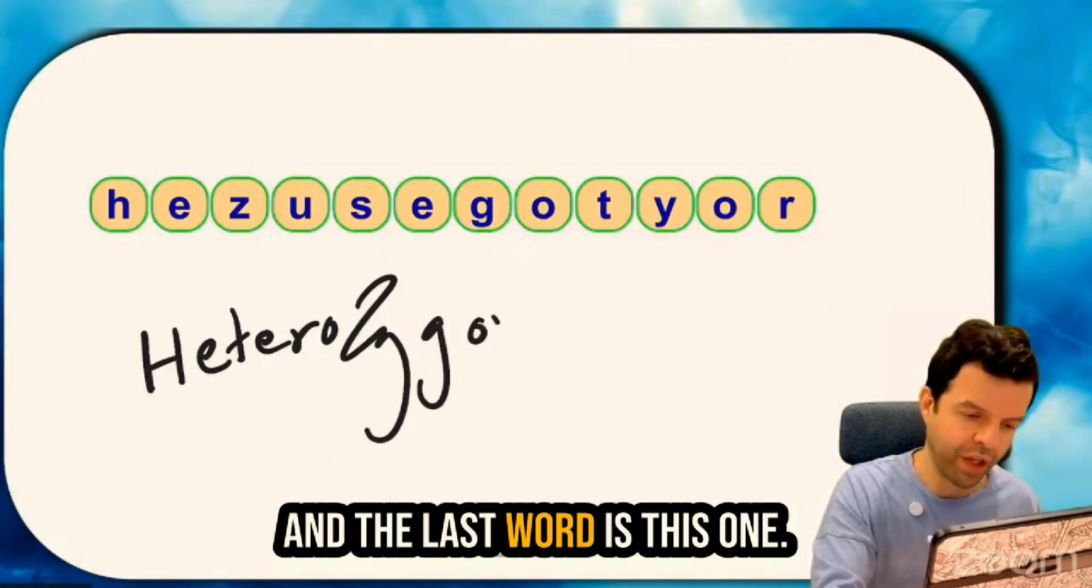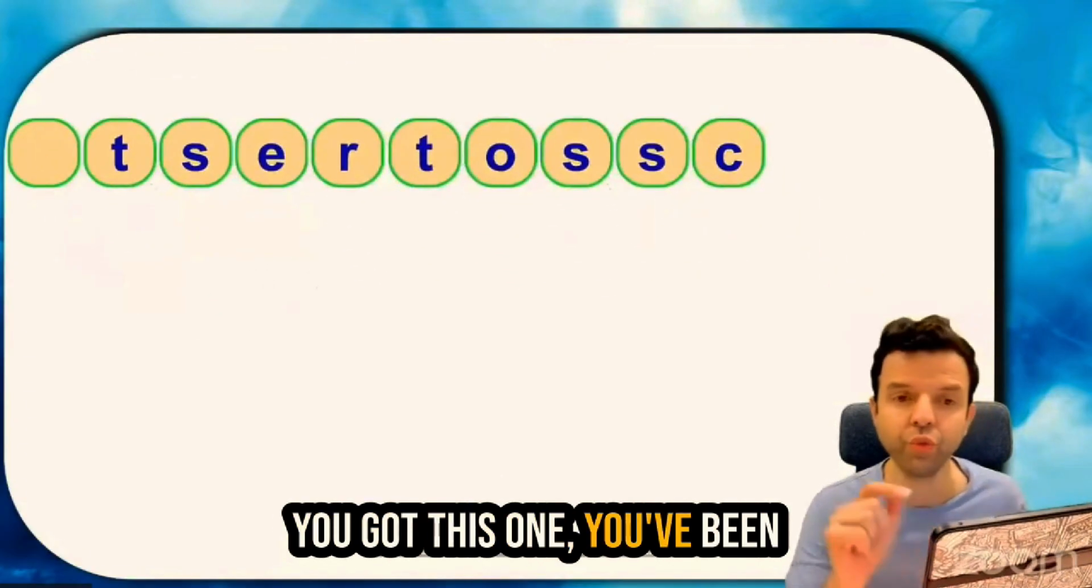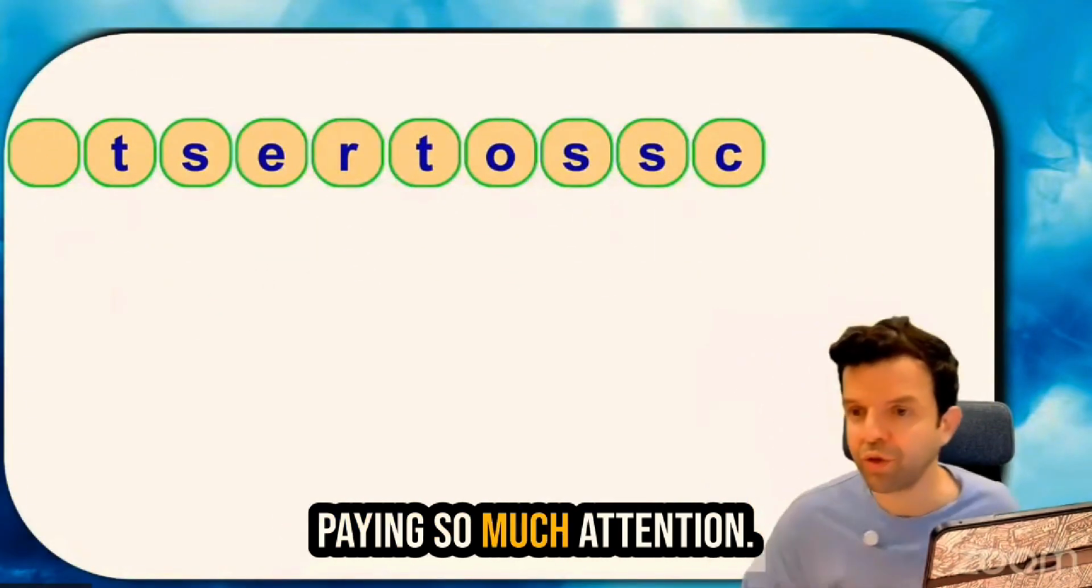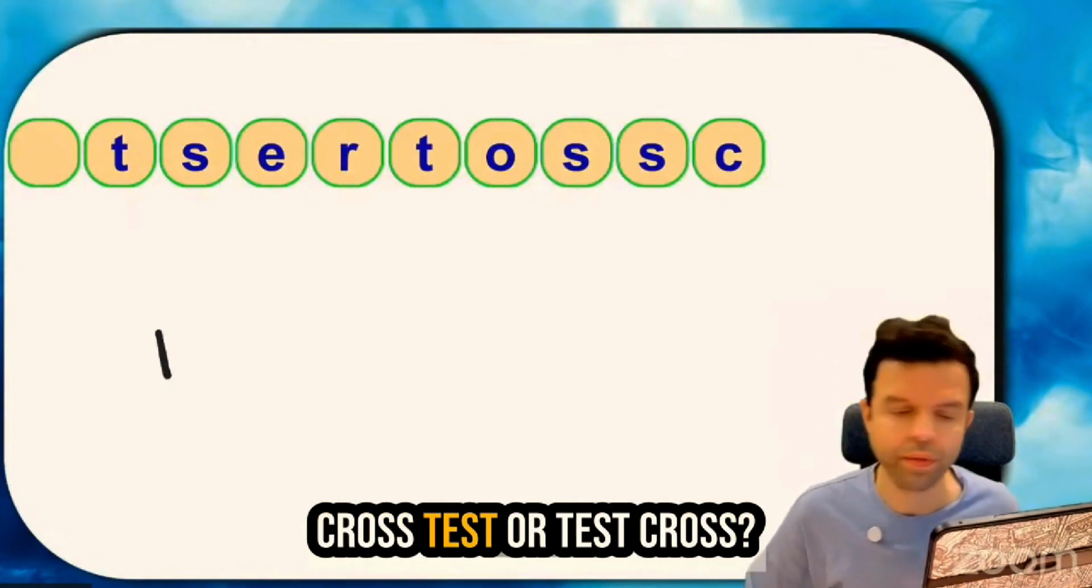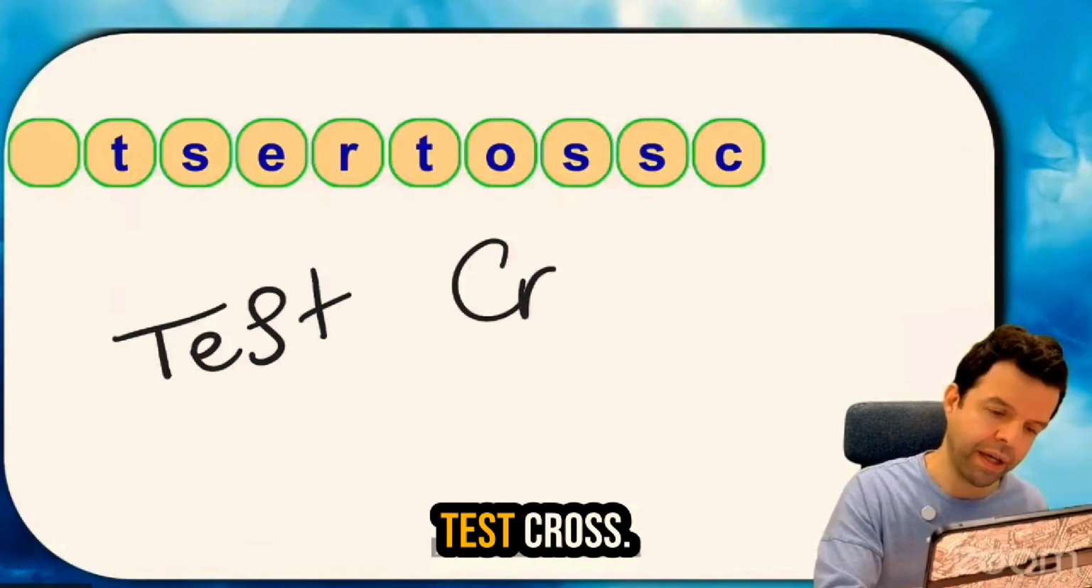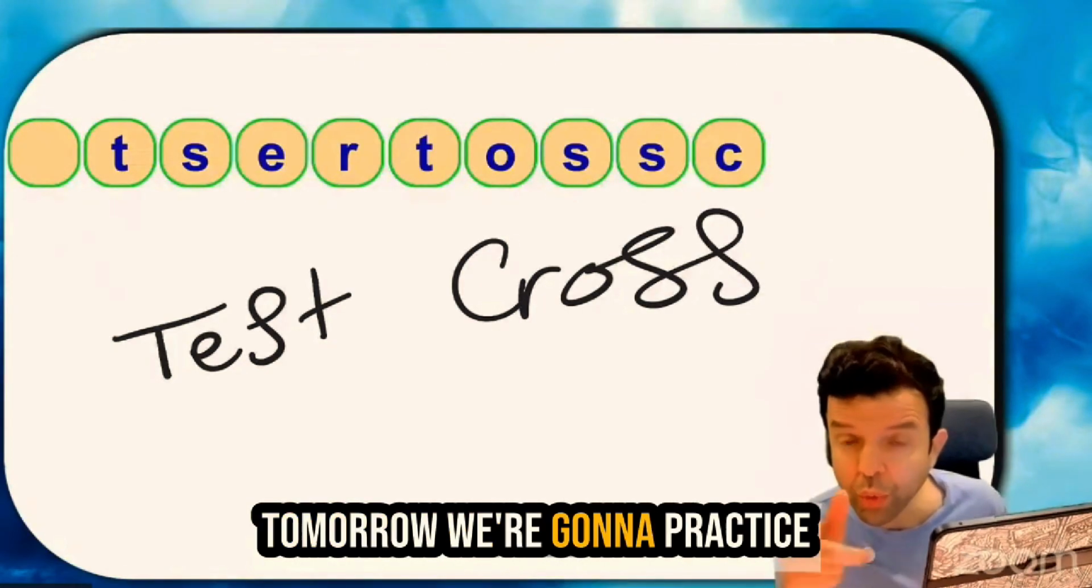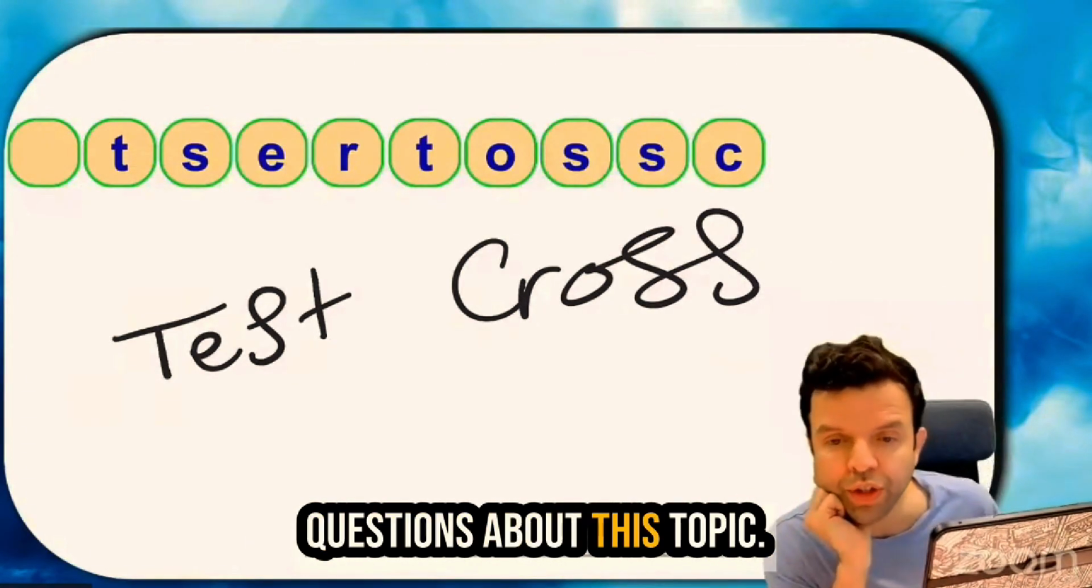Gotcha. And the last word is this one. You guess this one, you're paying so much attention. Do you know what that is, Jenna? I don't know. And Aiden? Cross test or test cross? Test cross. Very good. Tomorrow we're going to practice questions about this topic.